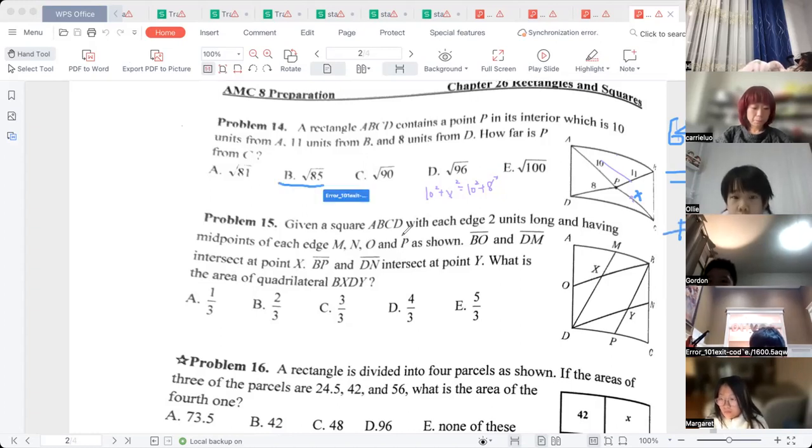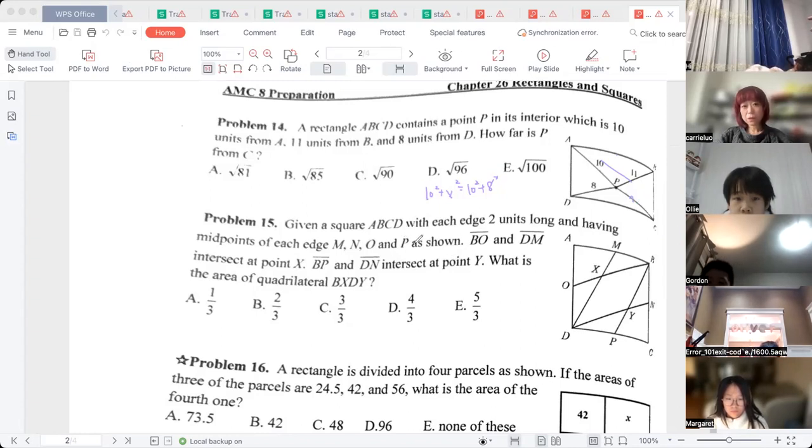Given a square ABCD with each edge 2 units long and having midpoints of each edge M, N, O, and P as shown, BO and DM intersect at point X. BP and DN intersect at point Y. What is the area of the quadrilateral BXDY?